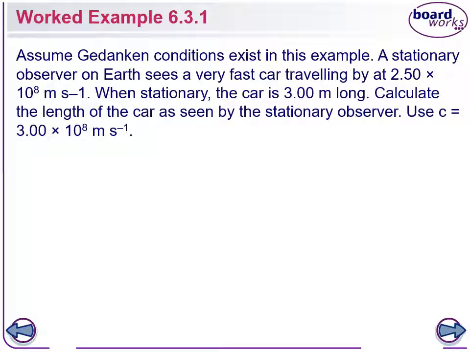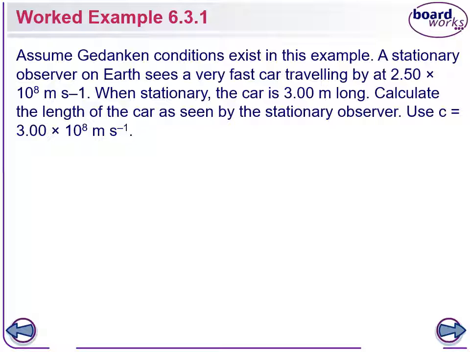Thought experiment conditions exist in this example. A stationary observer on Earth sees a very fast car travelling by at 2.5 times 10 to the 8 metres per second. When stationary, the car is 3 metres long. Calculate the length of the car as seen by the stationary observer. Use c equals 3 times 10 to the power of 8.